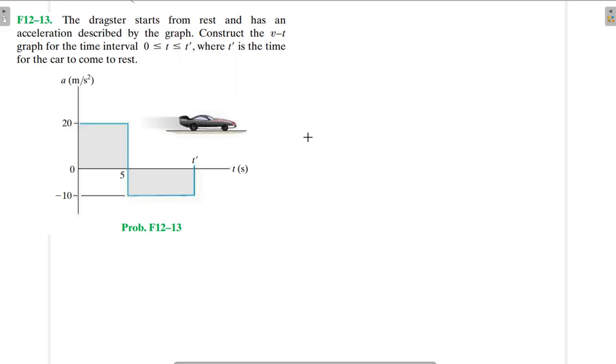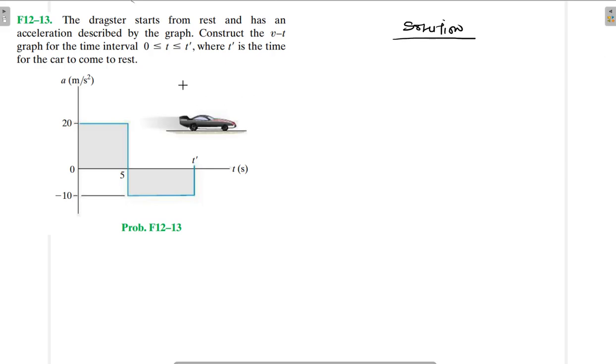We are going to be solving this engineering mechanics problem, and it reads: the dragster starts from rest and has an acceleration described by the graph. Construct the velocity-time graph for the time interval 0 to t prime, where t prime is the time for the car to come to rest. Okay, so solution.